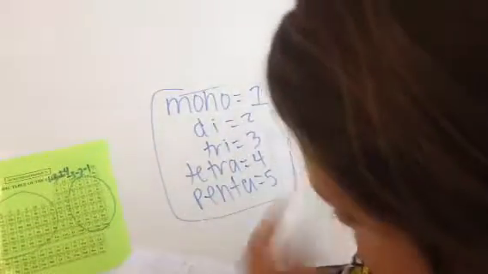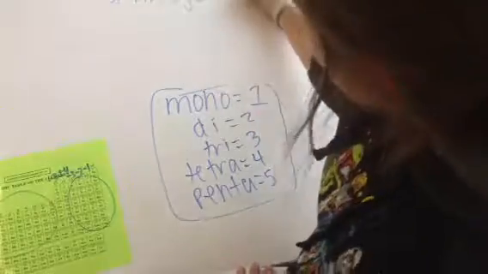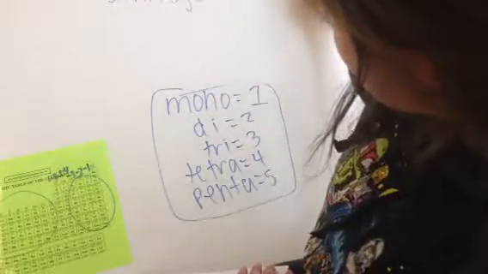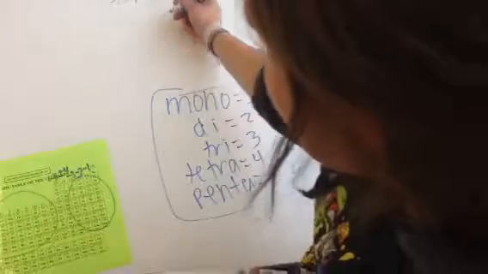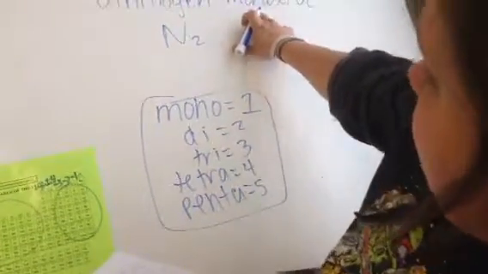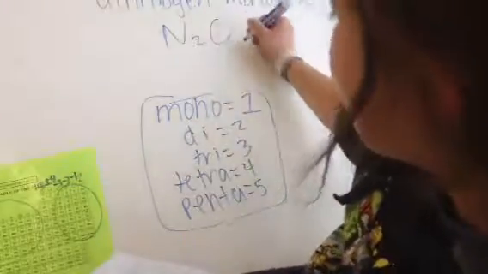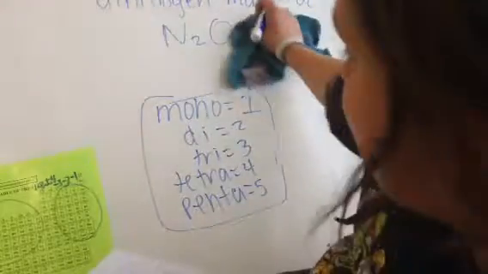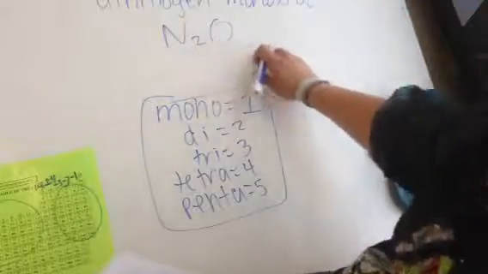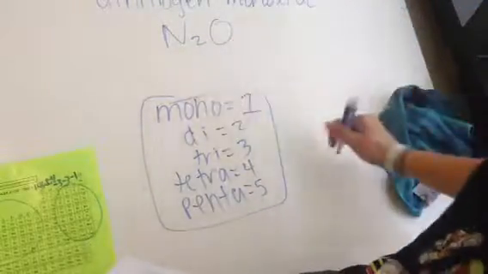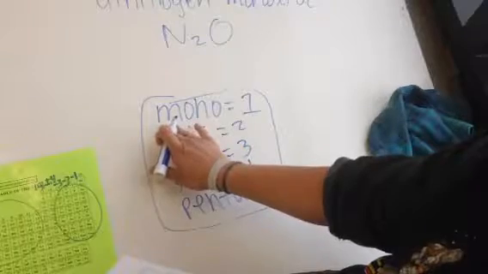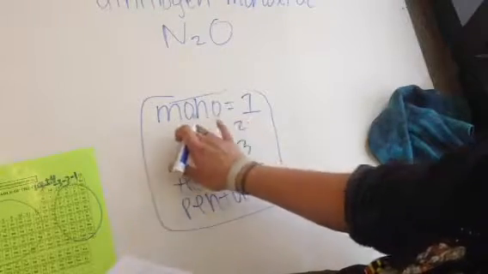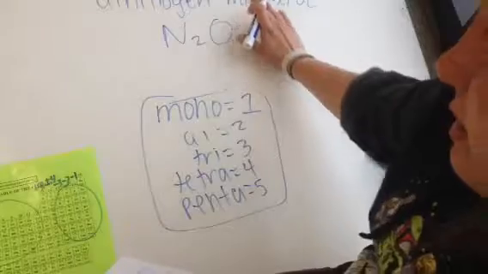And then one more example of that is if you were given dinitrogen monoxide. That's going to be nitrogen, 2, because of the di, and then mono means 1, so that'd be oxygen with a 1, but you don't need to write that. You can just leave it as N2O.